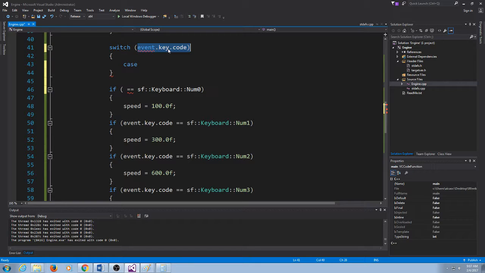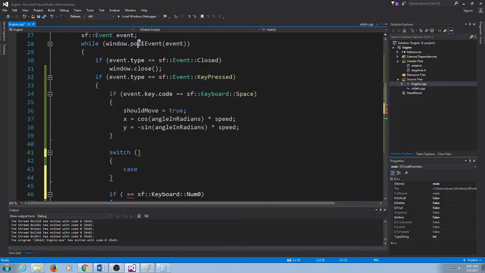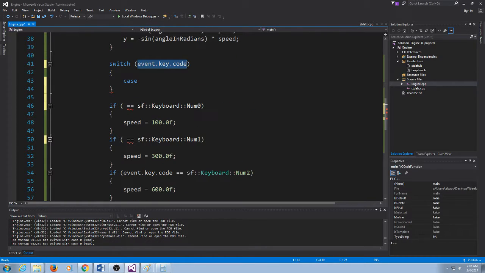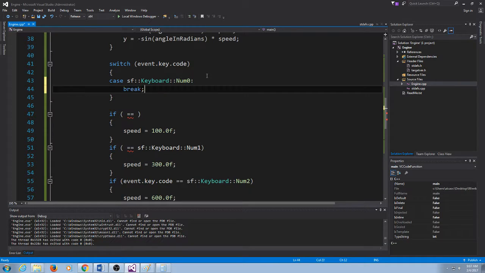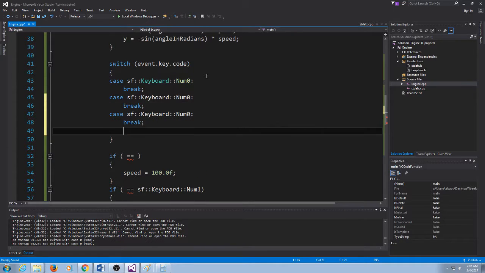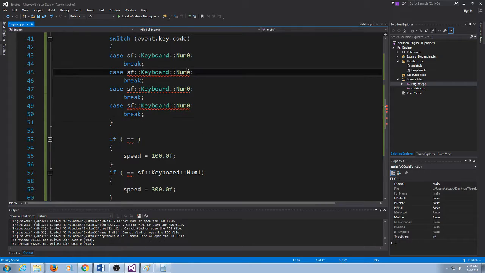That's what I'm doing. I'm taking the left side of this if statement and putting it inside the switch up here. I'm taking the right side of each of these expressions and putting it on the right side of the case with a colon at the end of it. And I will put a break for each one. And then I'm going to make four of these. It's going to be 1, 2, 3.